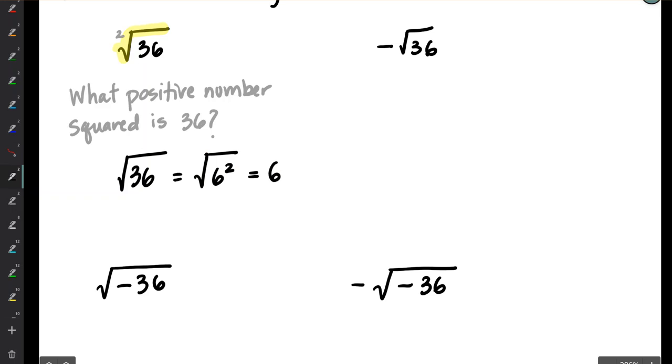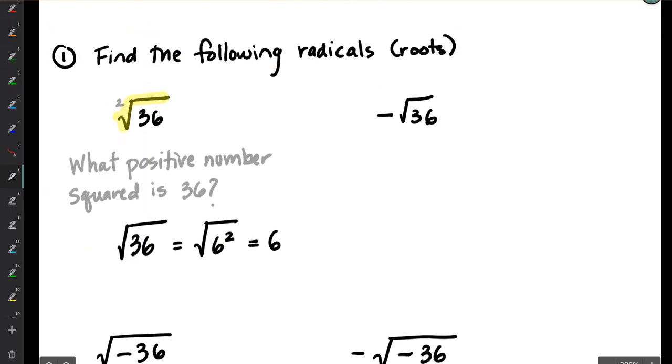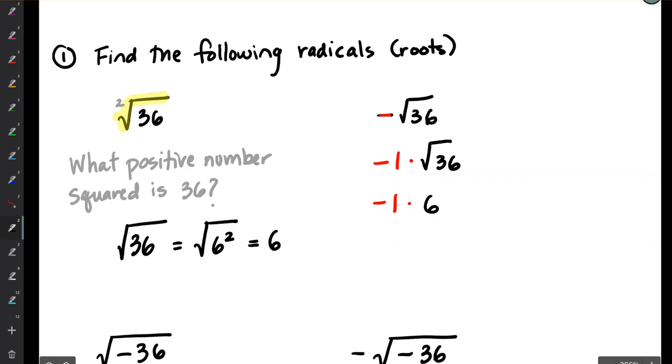Our answer is 6. Now this one looks almost the same, but there is a minus sign out in front. That minus is really just a minus 1 times the square root of 36. So this is minus 1 times the square root of 36, which is 6. A minus 1 times 6 is minus 6. So here is one answer. Here is another answer.